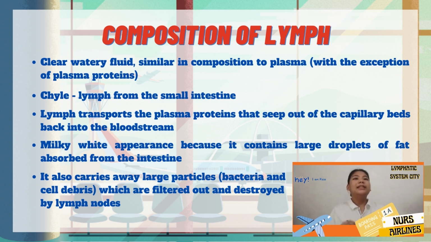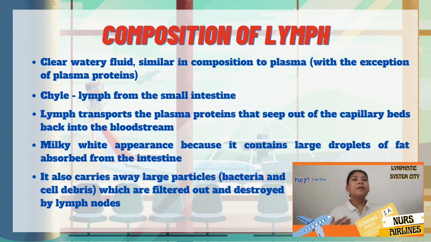First and foremost, the lymph is a clear watery fluid that is similarly composed to plasma. The lymph from the small intestine called chyle is a bit different. It has a milky white appearance because of the large droplets of fat that it absorbs from the intestine.